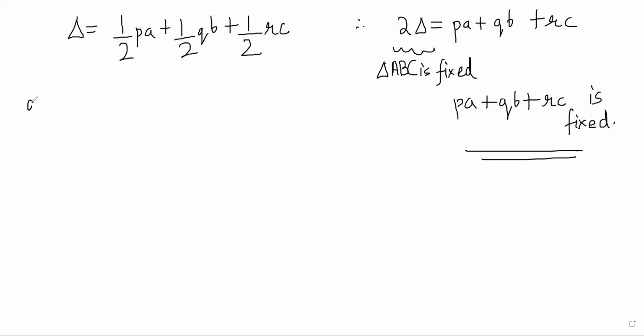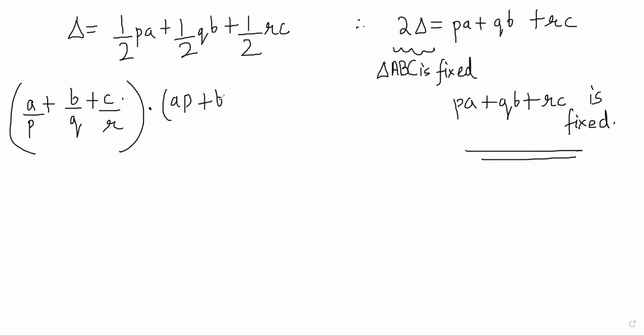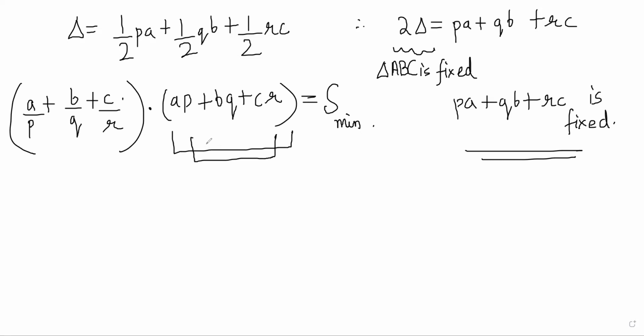Now we had to minimize A by P plus B by Q plus C by R. But instead of minimizing this alone, let's minimize this multiplied by AP plus BQ plus CR. Let's call this expression S and we'll try to minimize S. Why is this the same thing? Because this is twice the area of the triangle, so this part is fixed. So minimizing S is the same as minimizing this, right? But S is much easier to minimize actually.